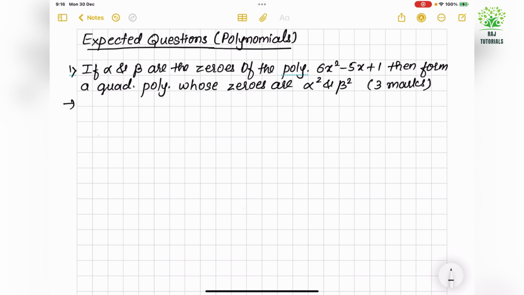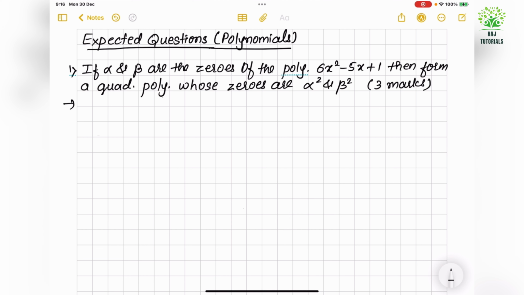So sum of roots will be alpha plus beta, which will be minus b by a. So that will be minus of minus 5 upon 6. So that is 5 upon 6, and product of roots will be alpha beta, which will be equal to c by a. So that will be 1 by 6.